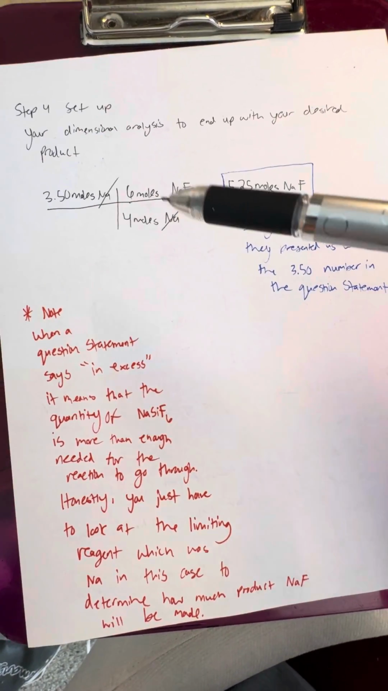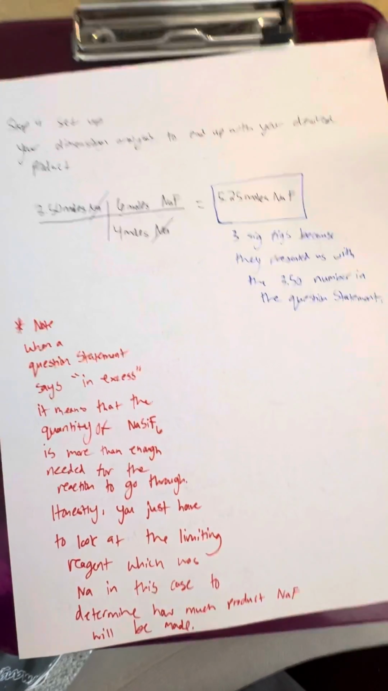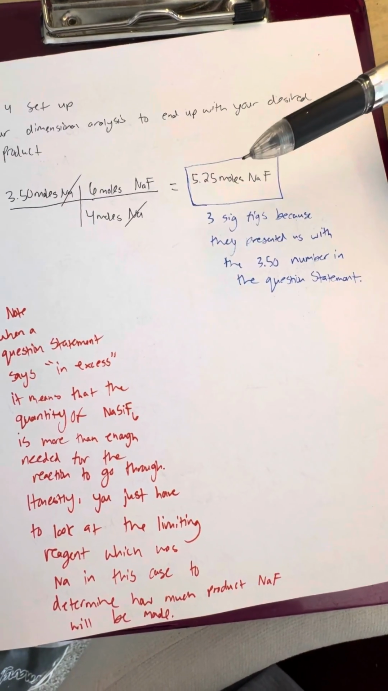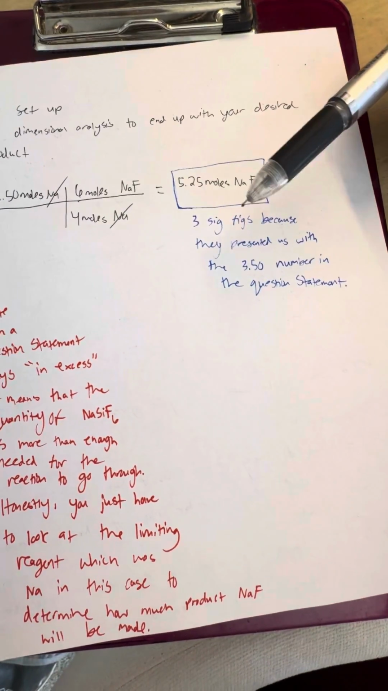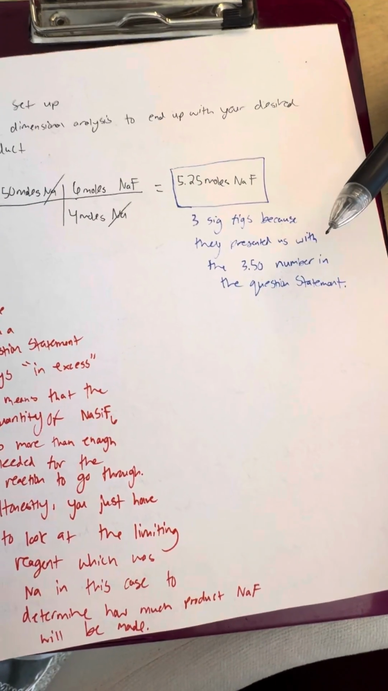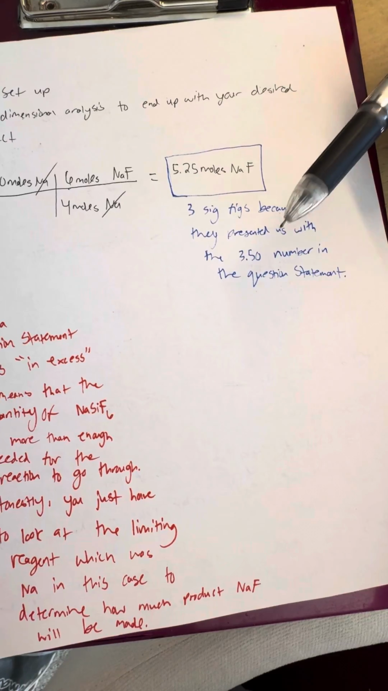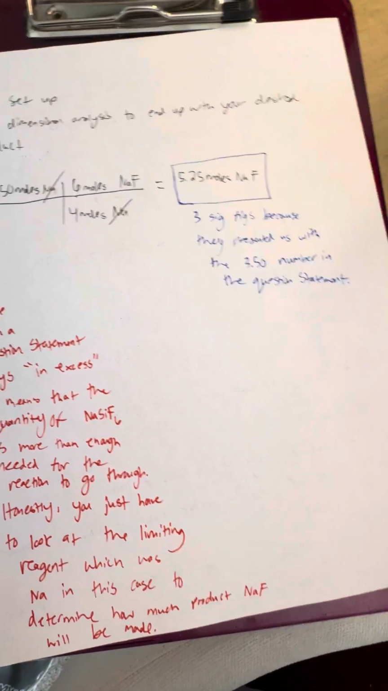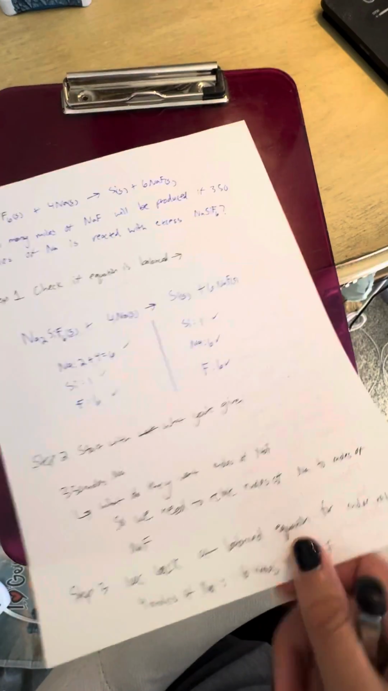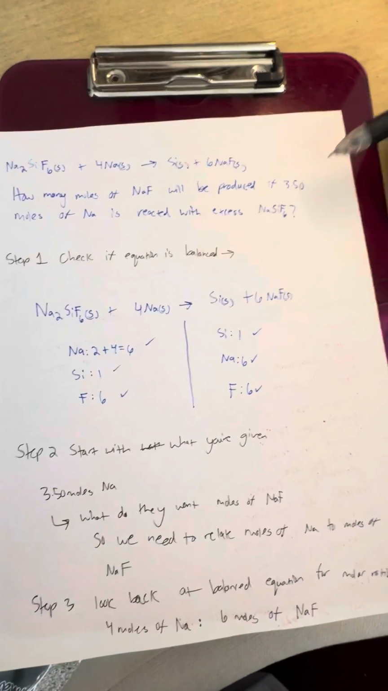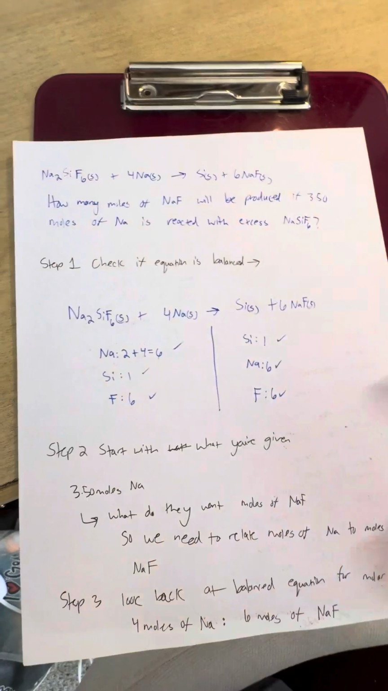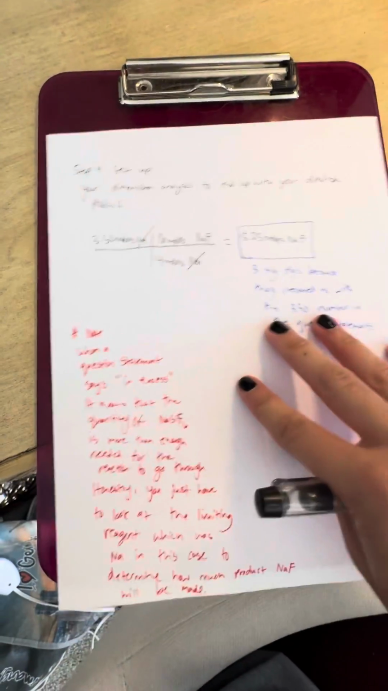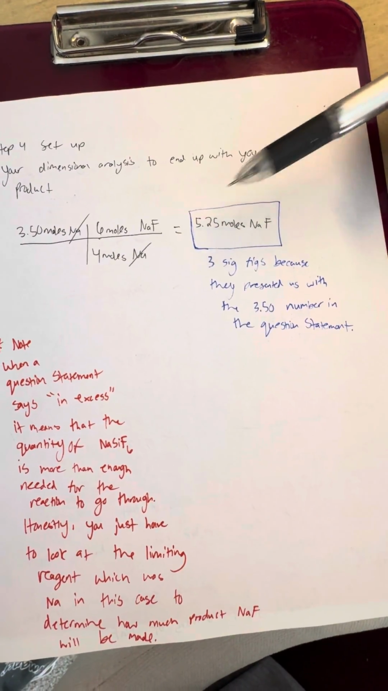So I just did the multiplication and the division. And I found the answer to be 5.25 moles of sodium fluoride. And I left it in 3 sig figs because this is the lowest amount of sig figs that was presented in the question stem. So if you're given this on an exam, you want to go with the sig figs that are the least amount. So 3.50 has 3 sig figs. So I'm going to leave my answer in 3 sig figs as well.